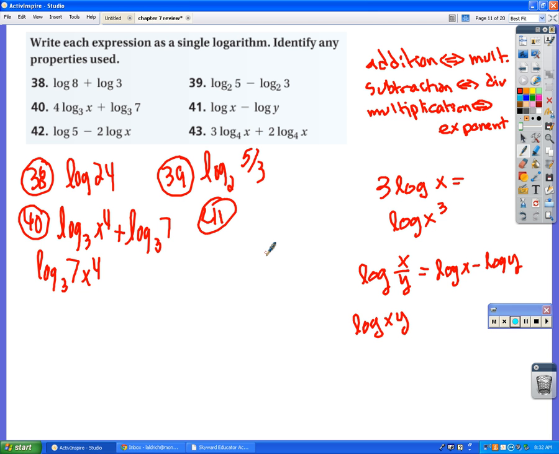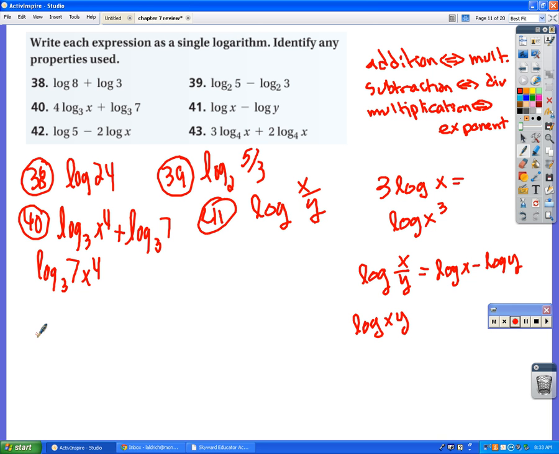Say that one more time. Log of x minus log of y. Right, because it doesn't say a base, so it's base 10. They are two different variables, so I was wondering if you could do that. Well, we're still going to have variables in our answer, but what is subtraction, just like we did with number 39, turn into? Division. So this is going to be log base 10 of x divided by y, like that. Okay?